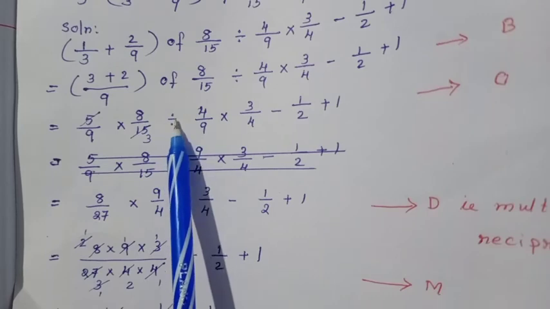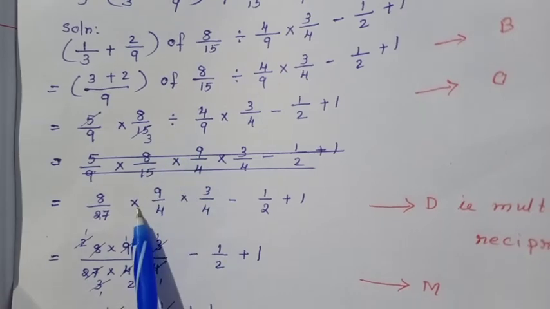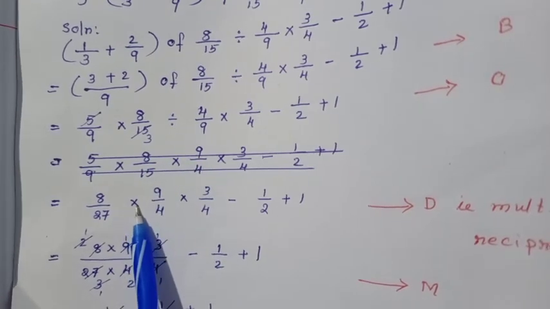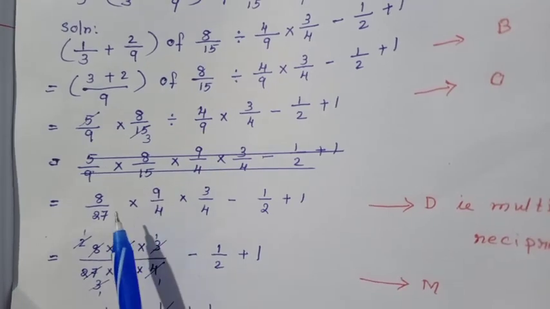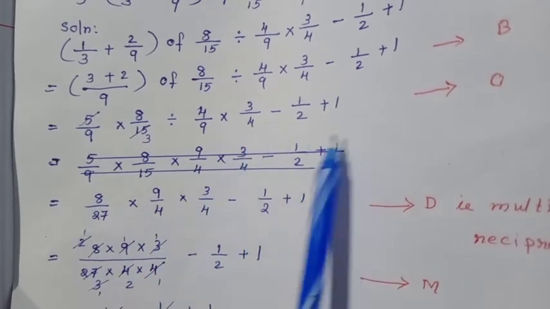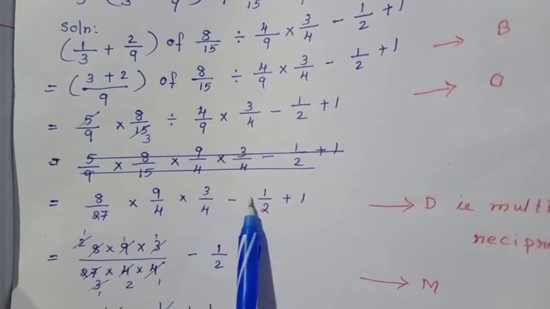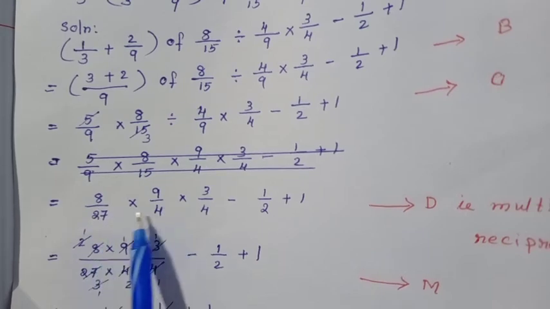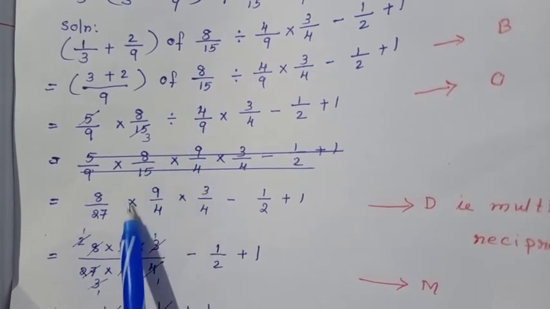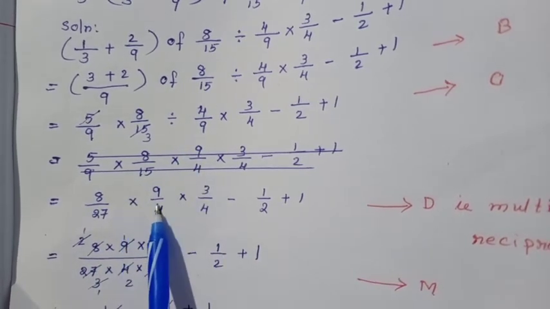Then the next calculation: in the word BODMAS, D is the letter. D means division. The division symbol changes here, division becomes into. If you use into here, the reciprocal of 4 by 9 is 9 by 4. Then the other terms remain the same, 3 by 4 minus 1 by 2 plus 1. So in division we converted it into the reciprocal.